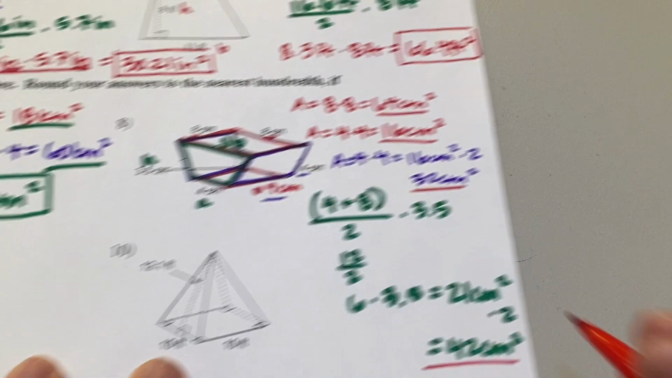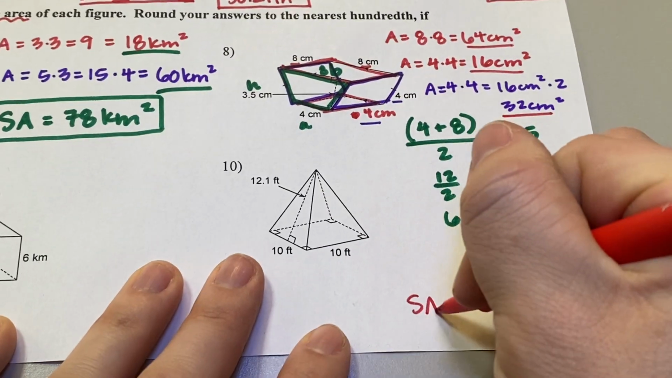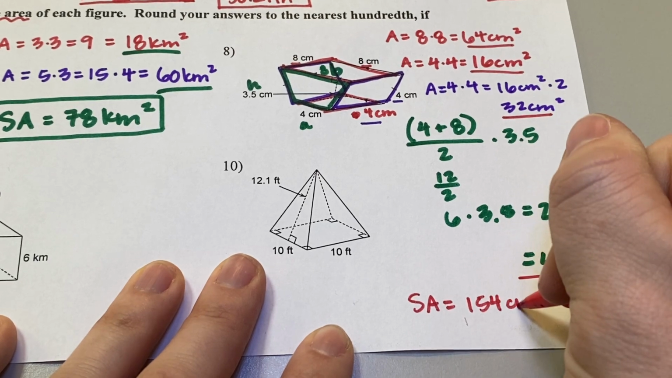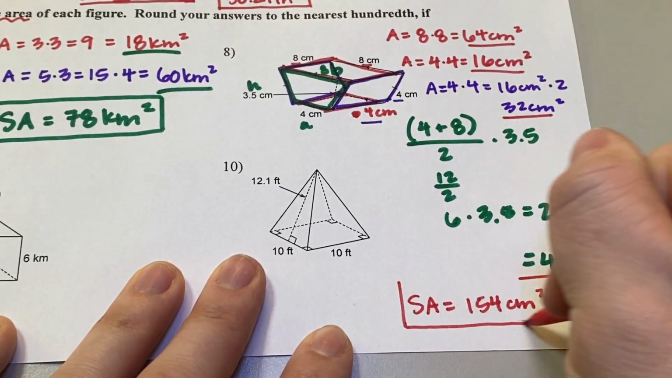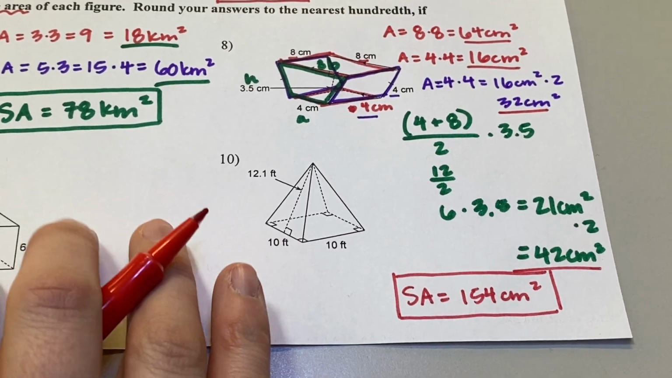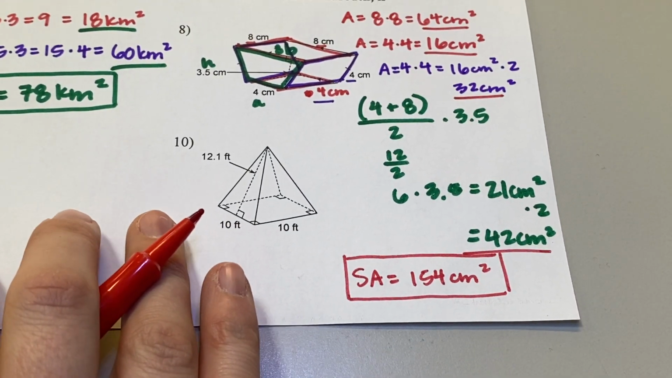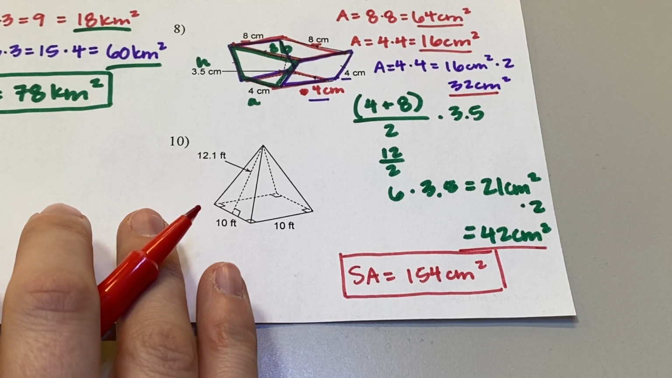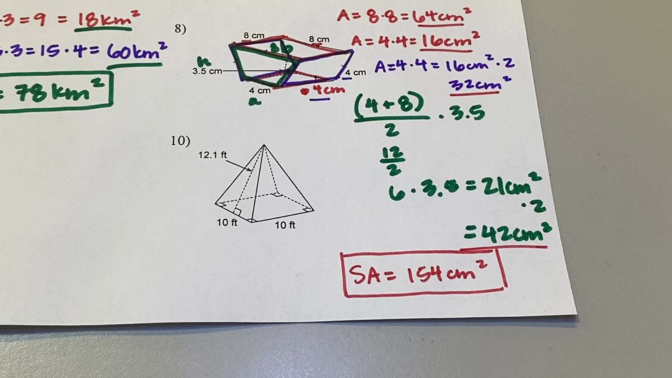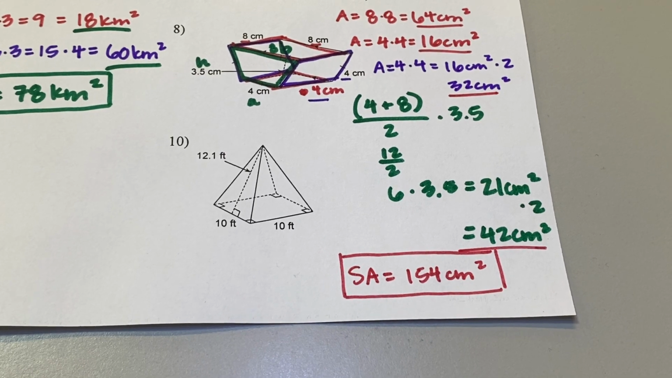Surface area of this entire thing is 154 centimeters squared. Is that pretty big? Centimeters squared? No, not too big actually. It's really small. If it was millimeters, that would be even more small.